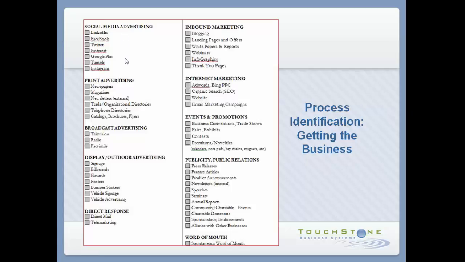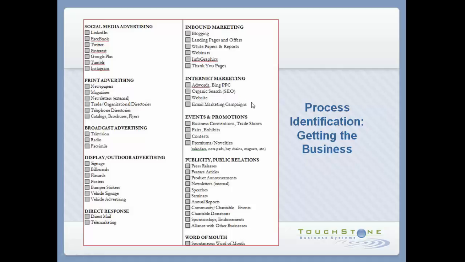You'll notice that there are processes for social media advertising like LinkedIn, Facebook, Twitter. There are suggestions for print advertising like newspaper, magazines, maybe trade journals. Broadcast advertising, radio, TV, display advertising, such as signs for your trucks, billboards. There might be direct response, telemarketing, direct mail. There might be inbound marketing. This is a very popular way of generating leads these days through blogging, landing pages, webcasts, etc. You might do other internet marketing, such as pay-per-click advertising or SEO type activities.